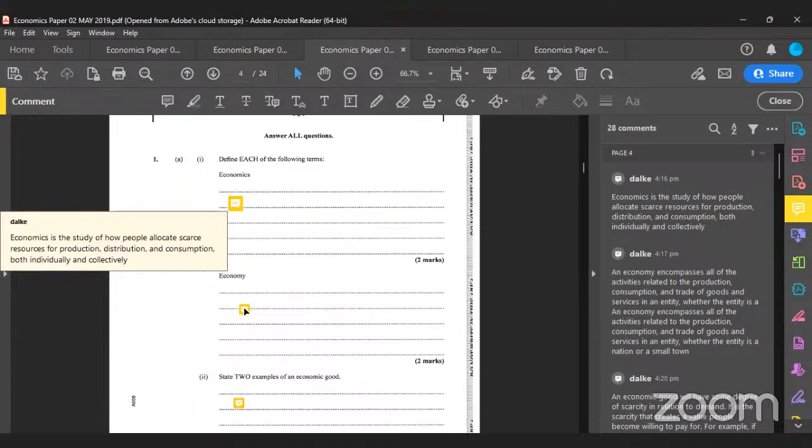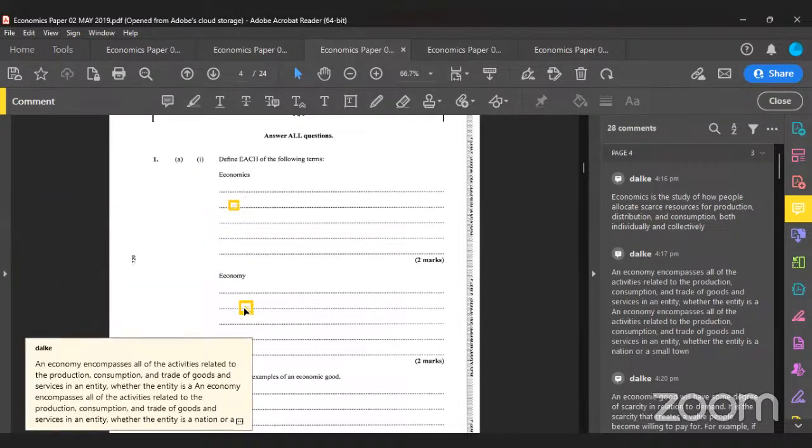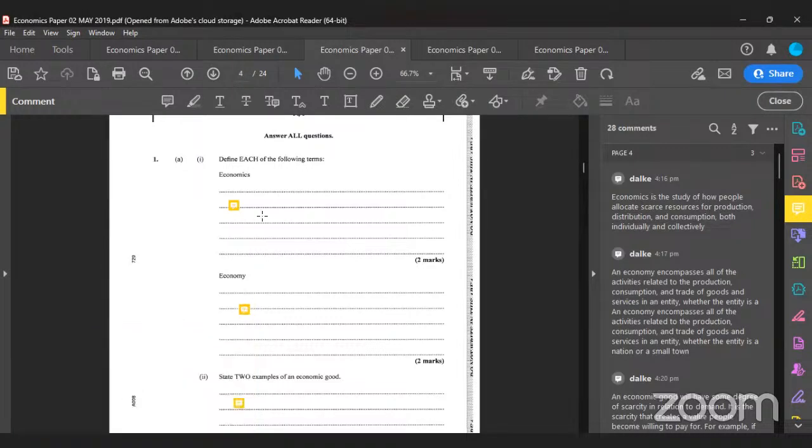Economy is very similar. The economy encompasses all activities related to production, consumption, and trade of goods and services. So that is what an economy is. You have economics, which is a study, a social science, and you have economy, which is the actual thing.